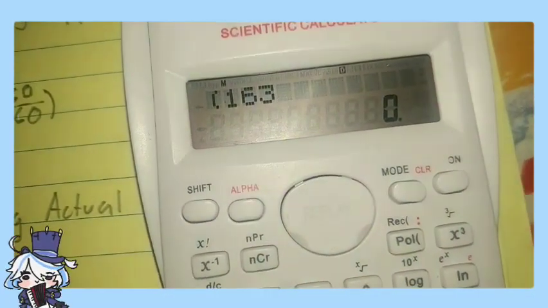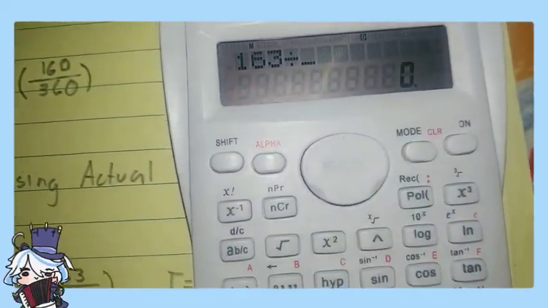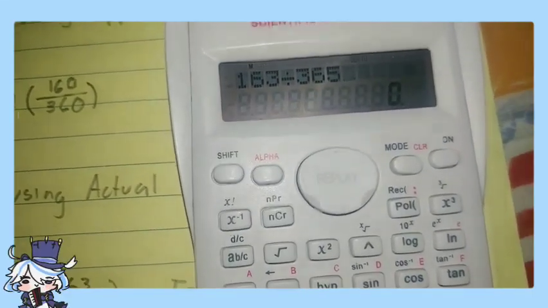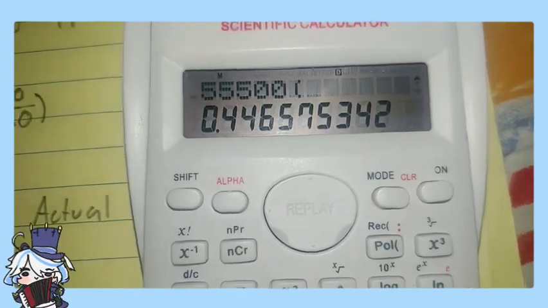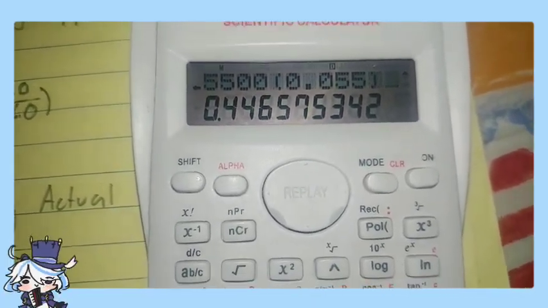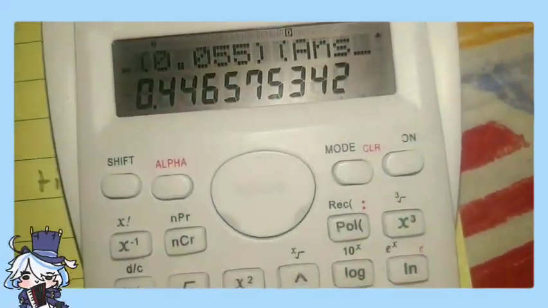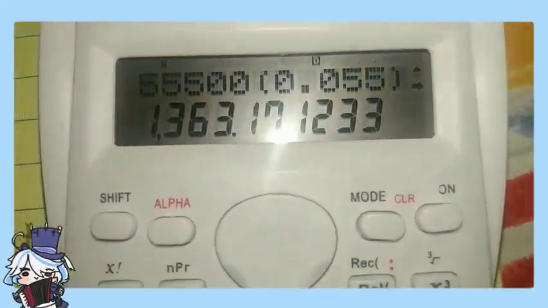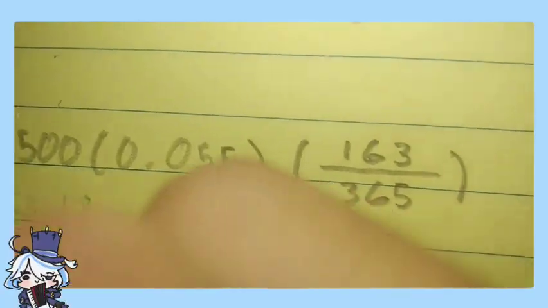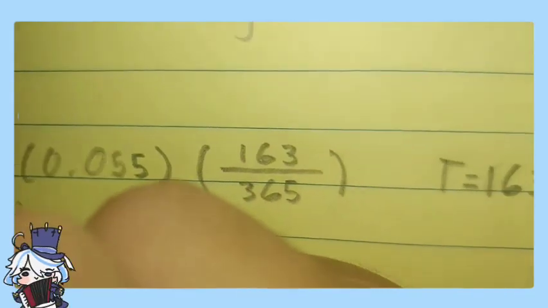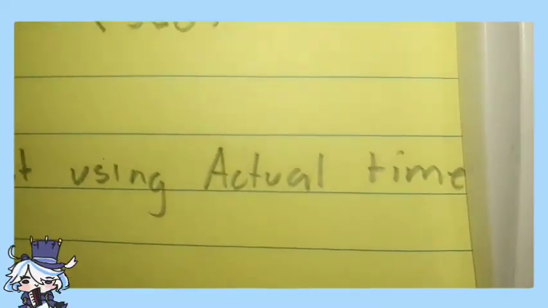163 divided by, wait, I made a mistake. You don't have to put a parenthesis, you can just put it like that, 365, and quickly press 55,500 open parenthesis 0.055 close parenthesis and open parenthesis and answer, equals to there. 1363.18.